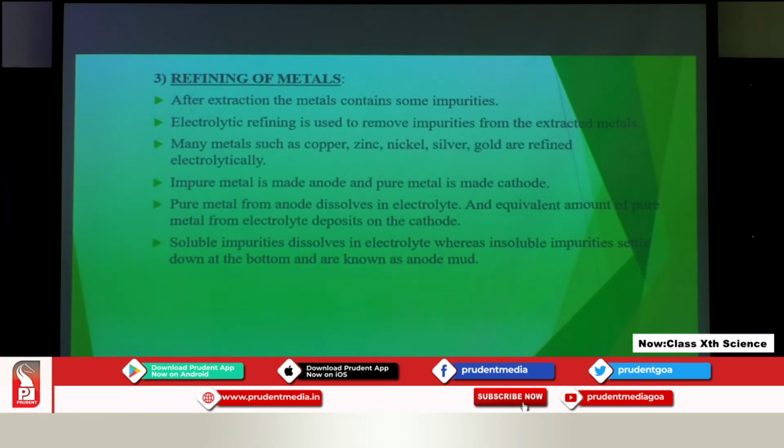The impurities can be removed by electrolytic refining. So, the electrolytic refining technique can be used to remove the impurities from the extracted metals. Many metals such as copper, zinc, nickel, silver, gold can be refined in this manner by electrolytic refining.